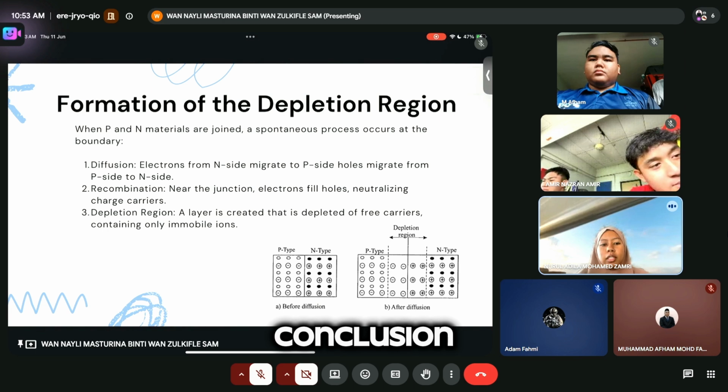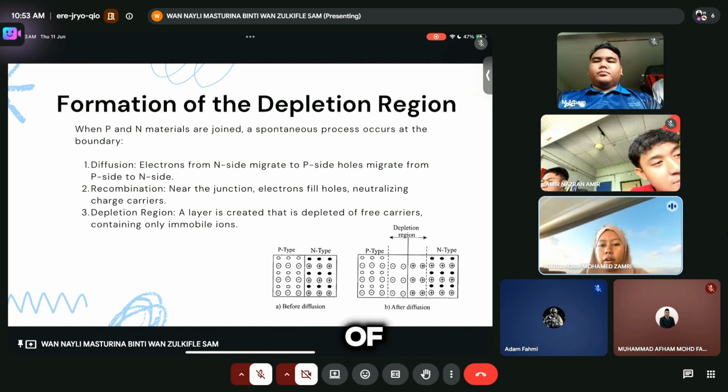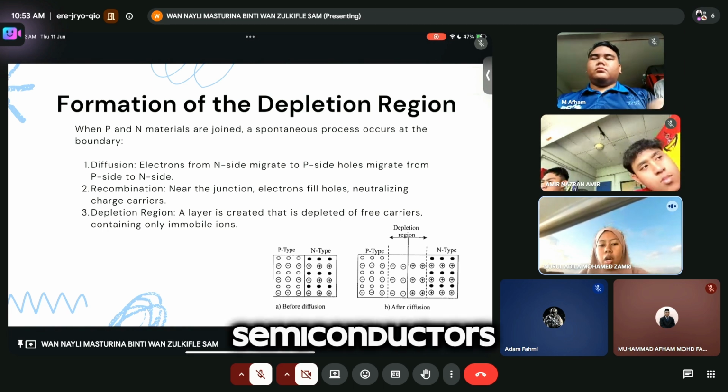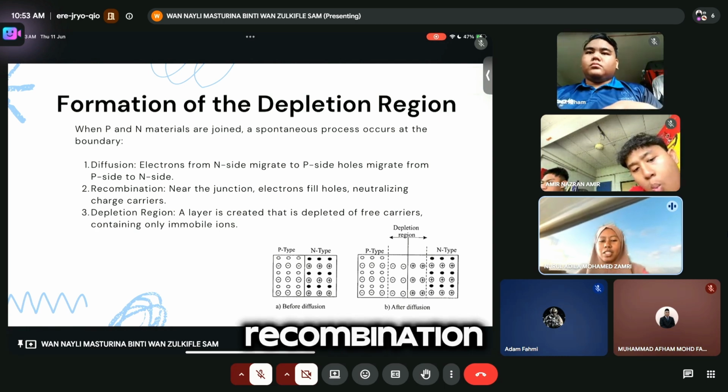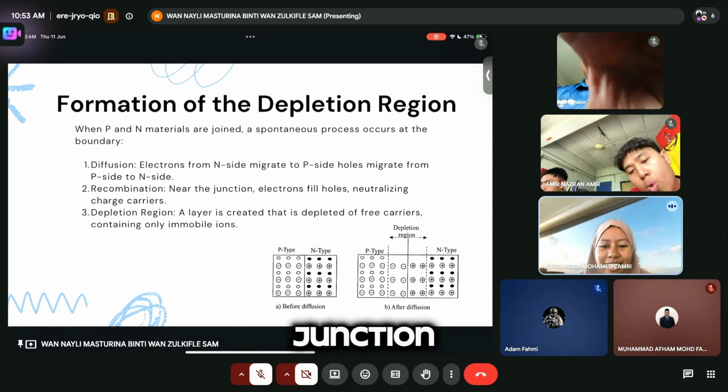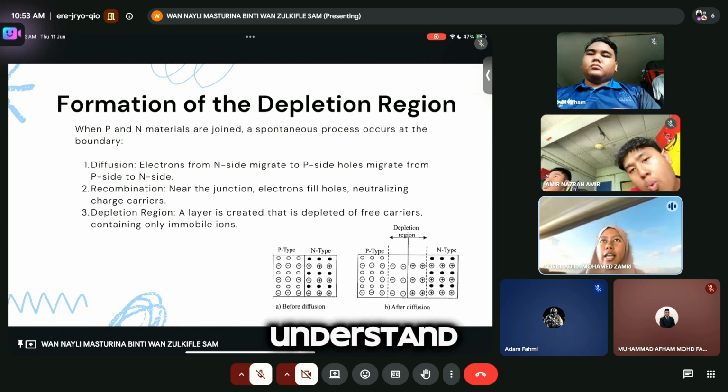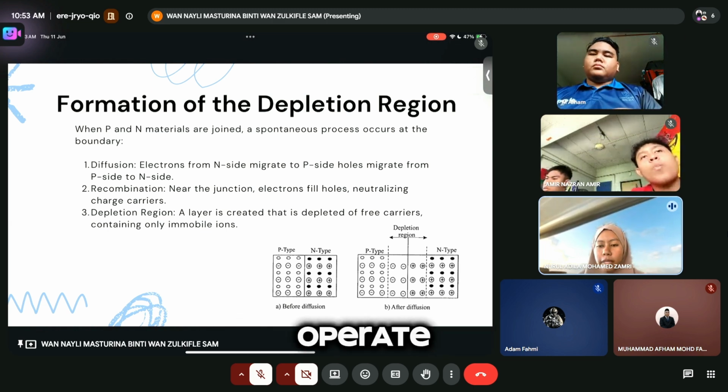In conclusion, the PN junction is the meeting point of P-type and N-type semiconductors, while the depletion region is formed due to the movement and recombination of charge carriers near the junction. These concepts are fundamental to understanding how semiconductor devices operate.